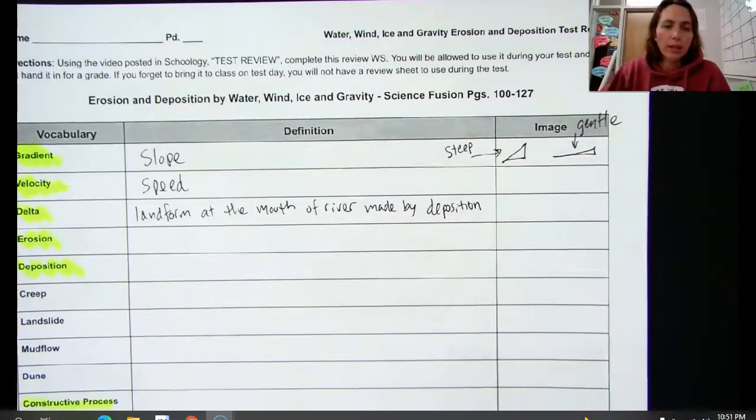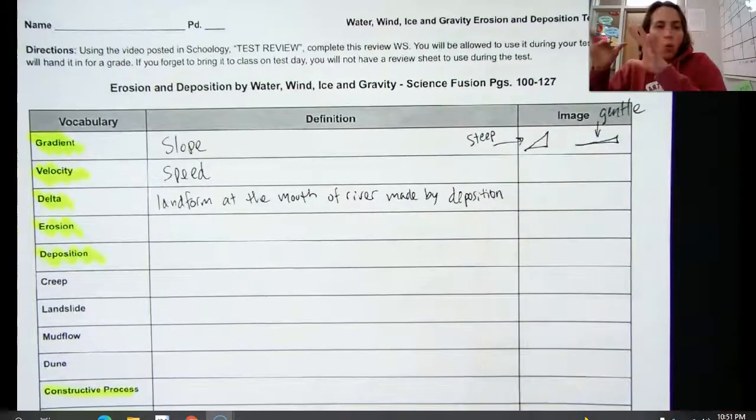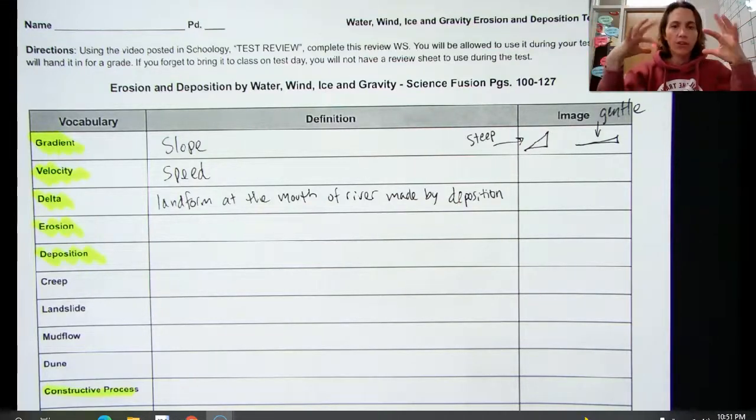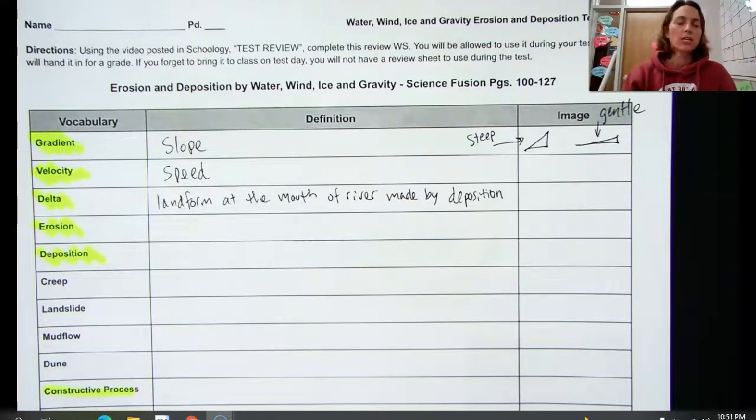Okay? Mainly deposition, because water is flowing down the river, and then water hits a big body of water, an ocean, the Gulf of Mexico, a lake, etc. And that water that was moving really, really fast hits something really big, and it slows down. Velocity decreases. And when velocity decreases, what happens to all the sediment in the water? It drops out, and you get some sort of depositional landform.